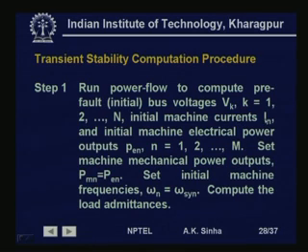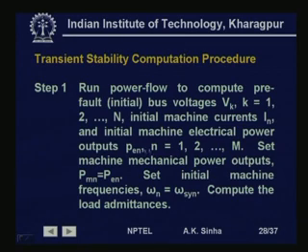Initial machine currents I_n and initial machine electrical power outputs can also be calculated, because once we know V, we can calculate I. The power output from the machine, the initial values, are known, which are the given values, and so we can calculate the current. Once we know the current, we can calculate the internal voltages, and so I_n and E_n are known. So, power outputs from the machine are known.